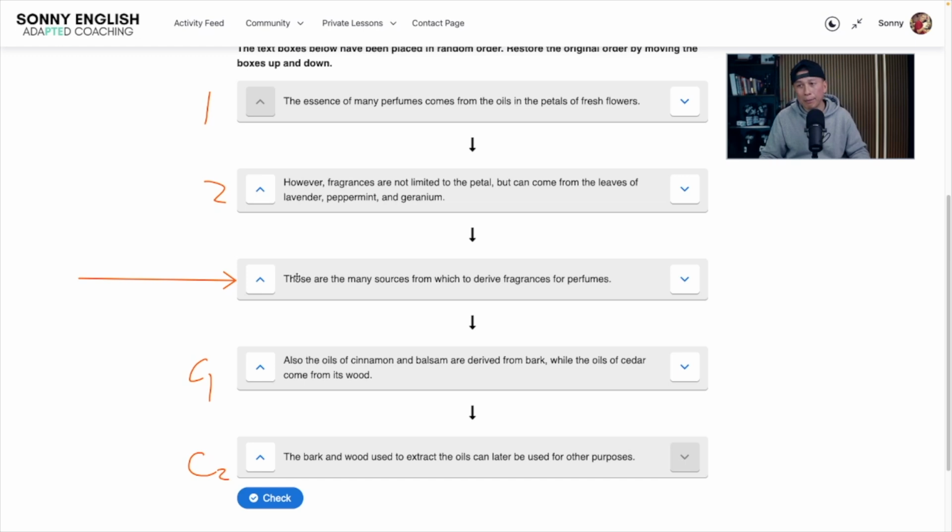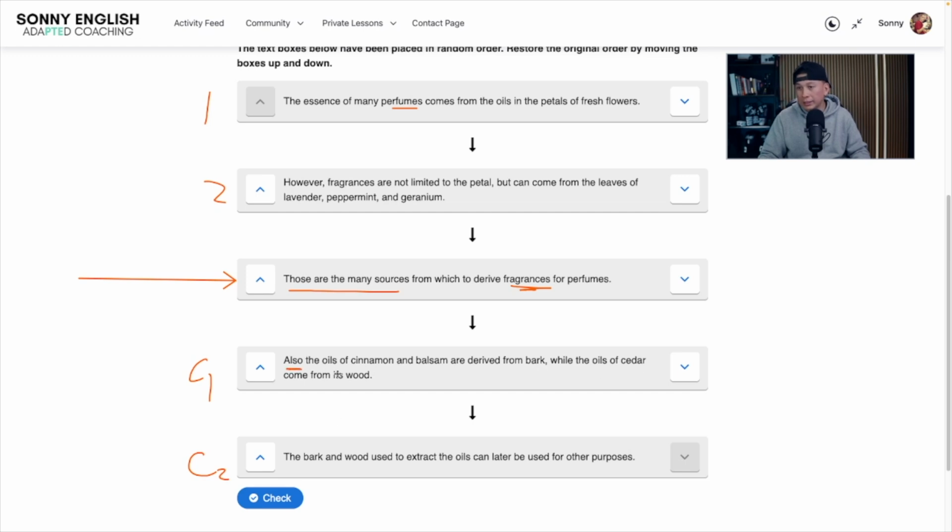But this is actually a trap by itself because it says those are the many sources, right? So for fragrance, basically for some type of smell. So we have to check 1, 2, C1, C2. Are they all talking about sources for fragrance? If yes, then you know this is going to be the last one. If no, then this is going to be number 3 because this is talking about perfume. Okay, so this 1, 2 is talking about sources of fragrance. So let's look at C1, C2. Are they talking about some type of fragrance?